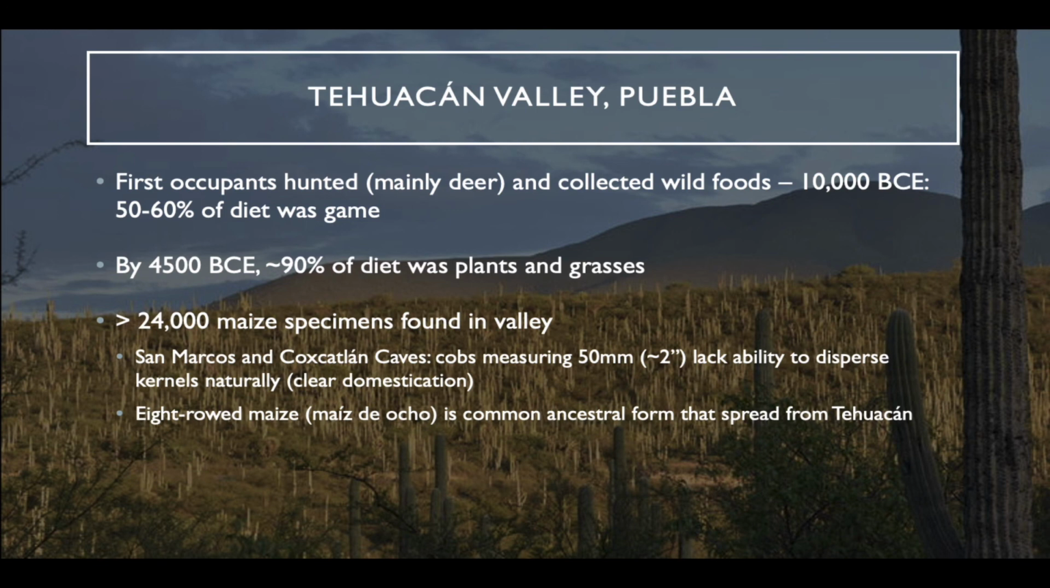Over 24,000 maize specimens have been found in the valley, especially from some of the prominent cave sites. The corn cobs that we see there are only about 2 inches, so pretty small still at this point. But what we find is that they lack the ability to disperse their kernels naturally, so this is what we understand to be clear domestication. In this case, the domestication process was a deliberate shift in ecological adaptation.